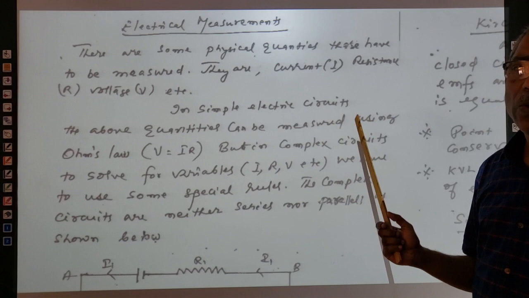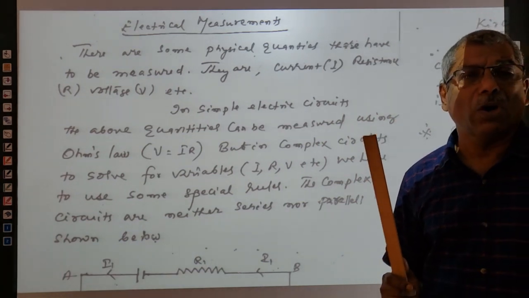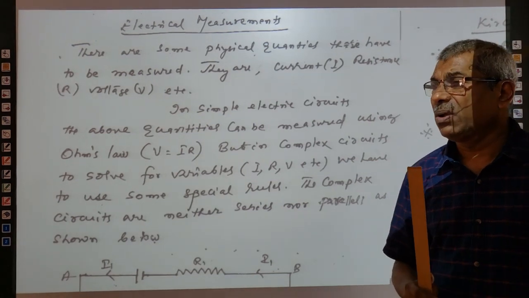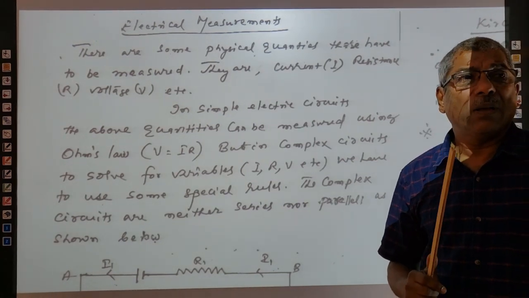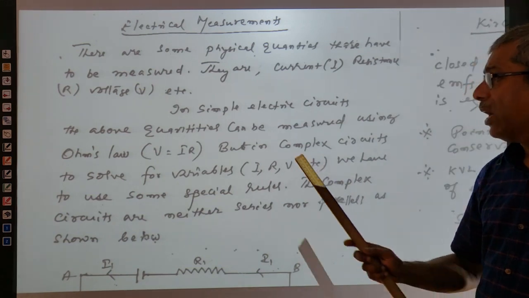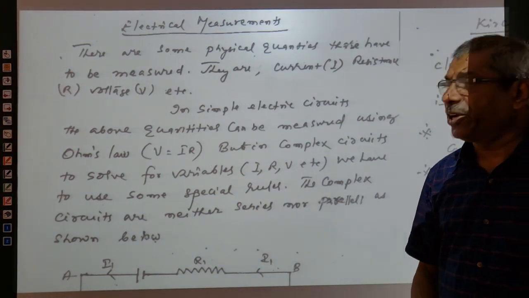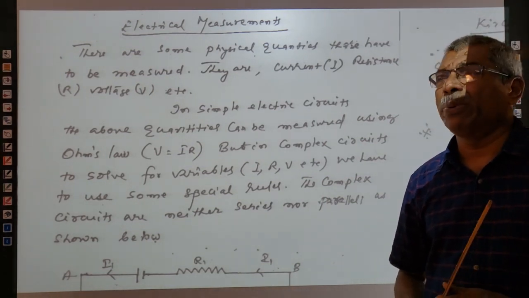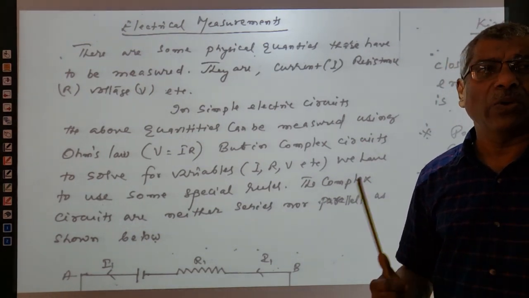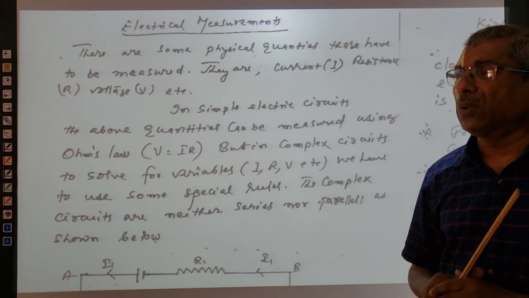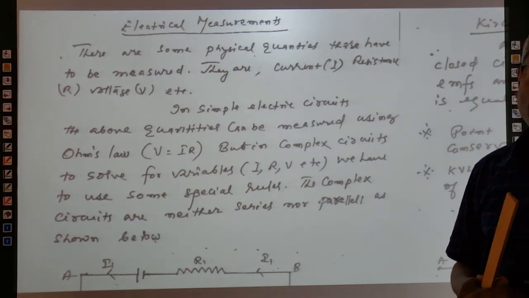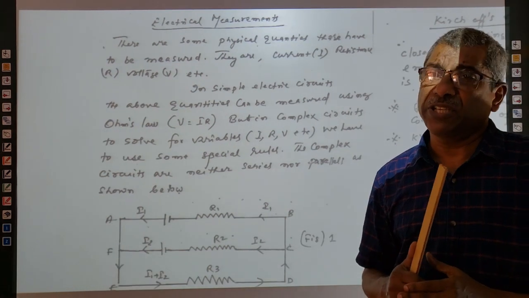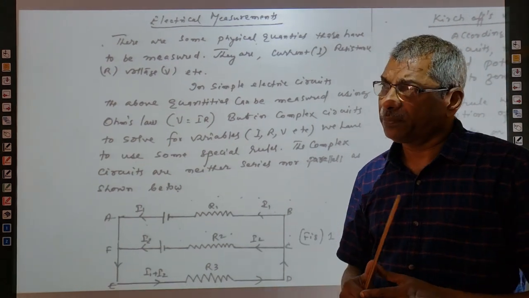So in simple circuits, to measure these quantities, we have one law called Ohm's law. Ohm's law, you know, is V equal to I into R. We have already studied Ohm's law. But the circuits may not always be simple. Sometimes the circuits are complex also. Now the question arises, what is a complex circuit? A complex circuit is one that is neither series nor parallel.